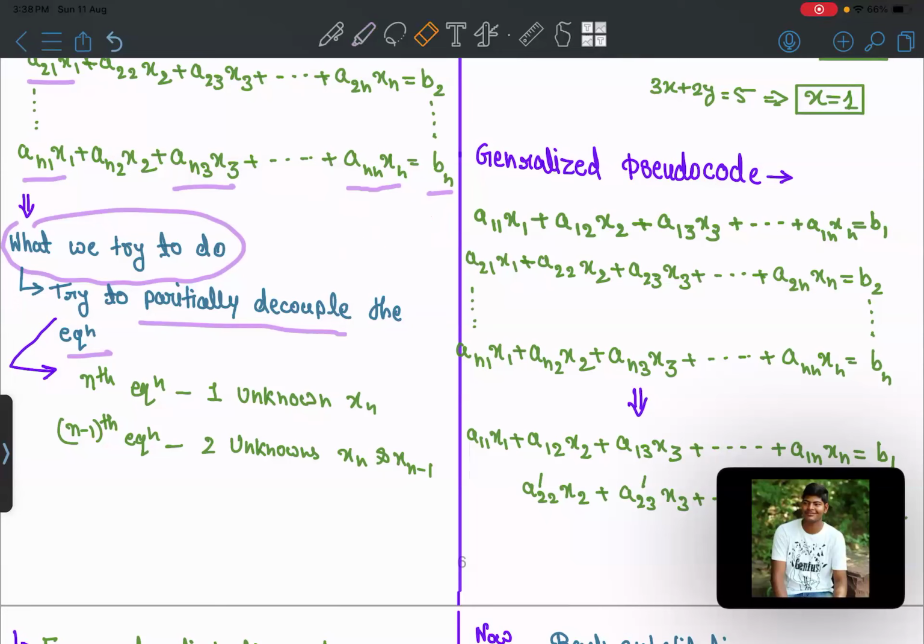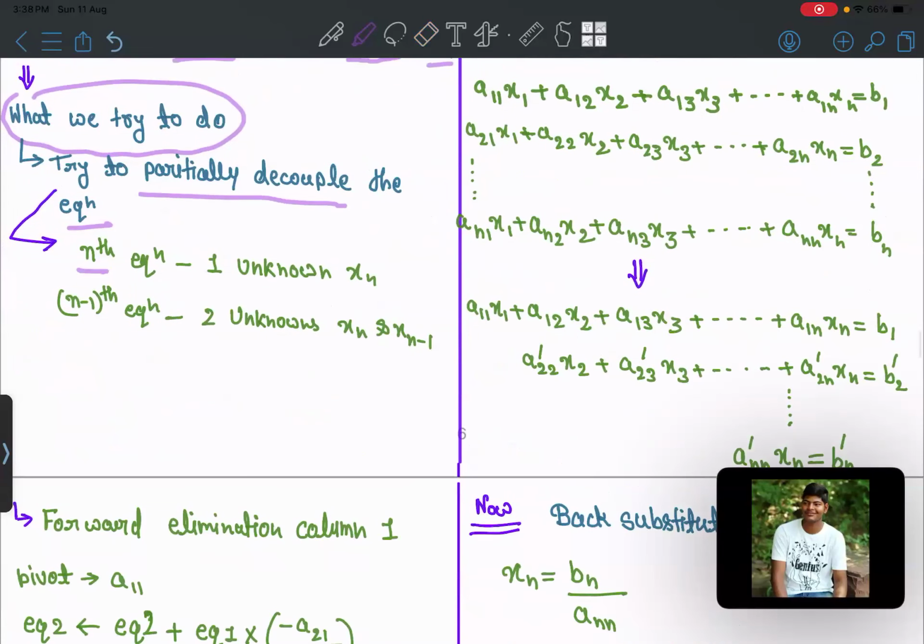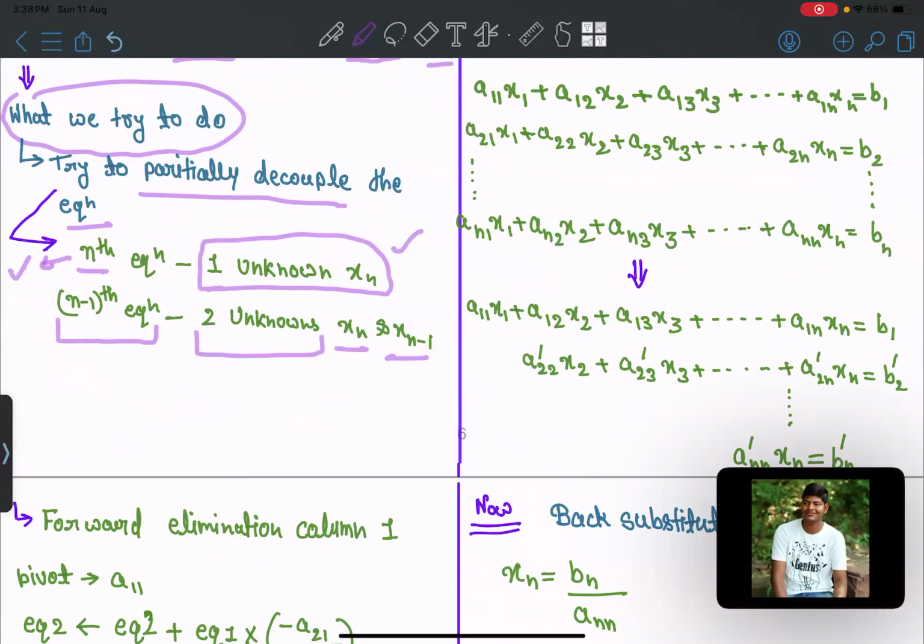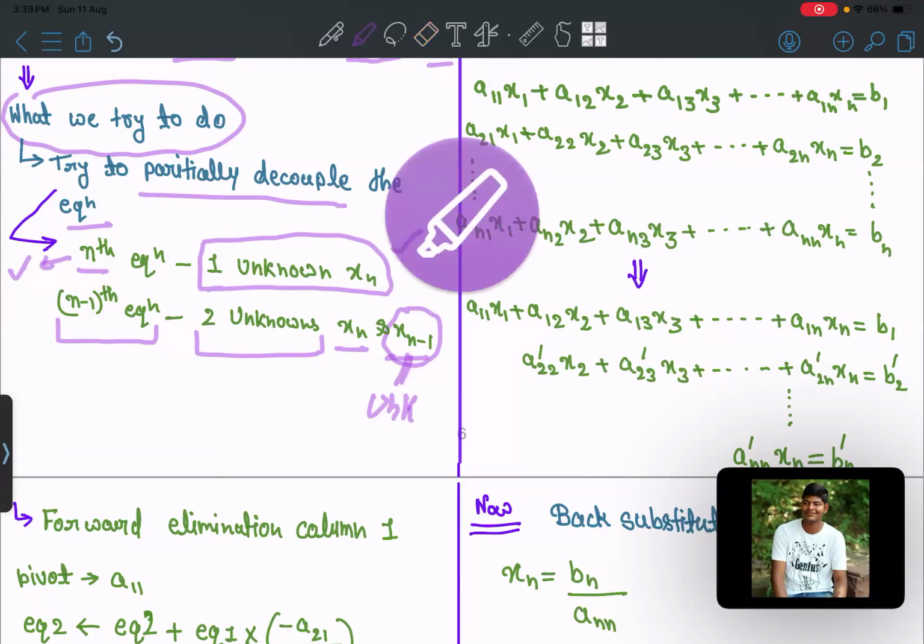Partial decoupling means the nth equation will have only one unknown xn. Similarly, the second last equation, the (n minus 1)th equation, will have two unknowns, xn and xn minus 1. Since we solve the last equation first, from there we will know the value of xn. So in the next equation only xn minus 1 will be the unknown, and using this we will find the value. This type of decoupling is known as partial decoupling.